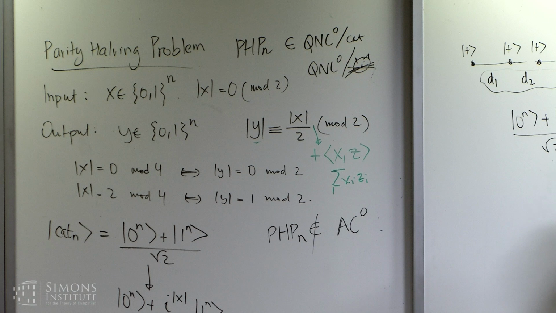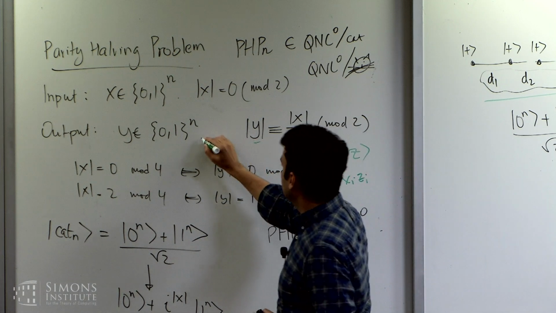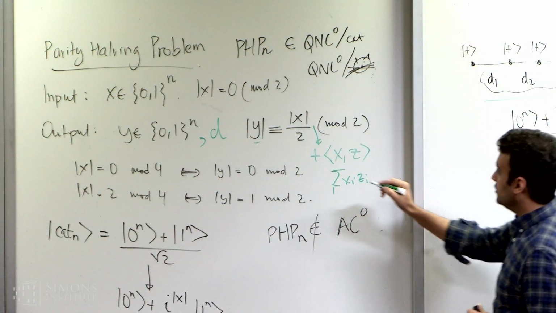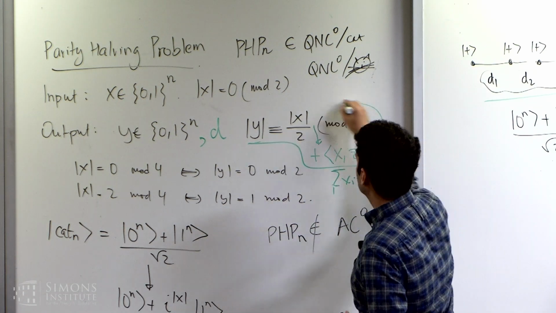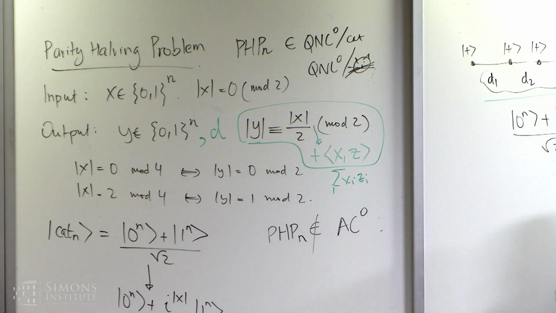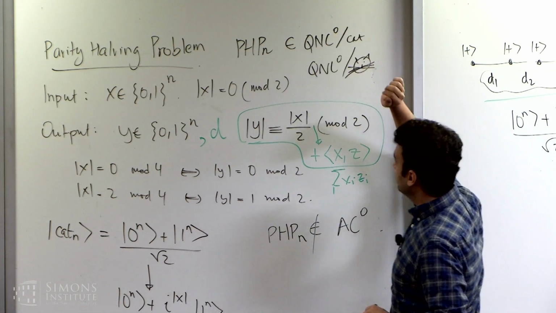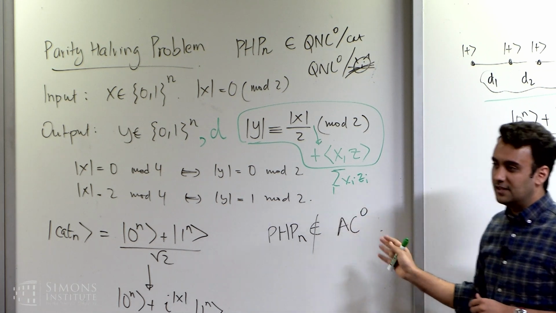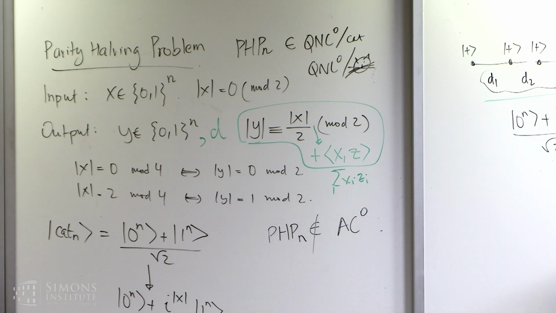But you have this string, which encodes z's. So the new problem is going to have two outputs now, which is not just y, but y and this string d, the thing you measured. And the new output criterion is this one. And that's our problem. So that's a problem that is now in QNC0 without this cat state by construction. Like that's how we came up with the problem. And it's also not in AC0. This takes a little bit of work to prove.